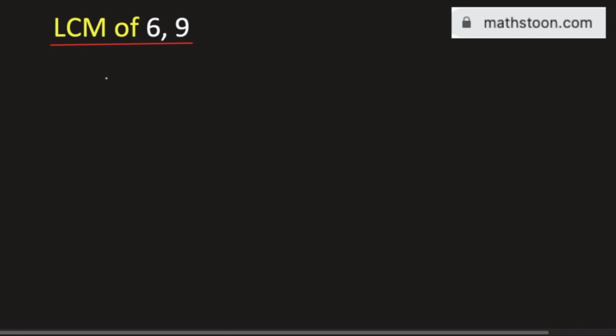In this video, we will find the LCM of 6 and 9. We will use the division method. We will start dividing this number by prime numbers. See that 2 divides one of the numbers, so we will go for 2.